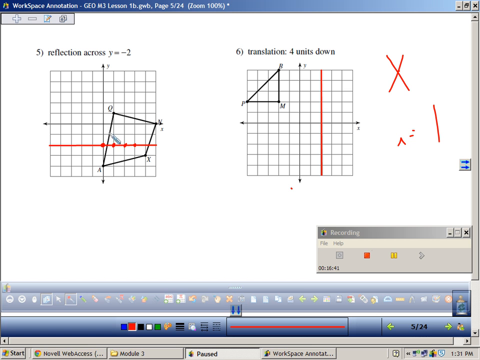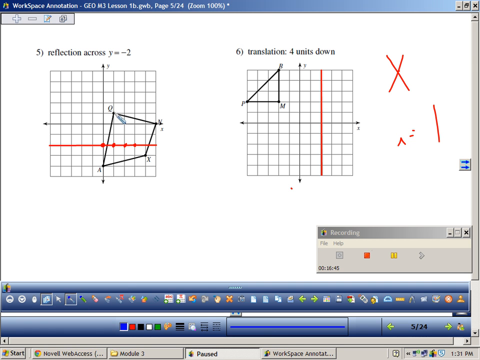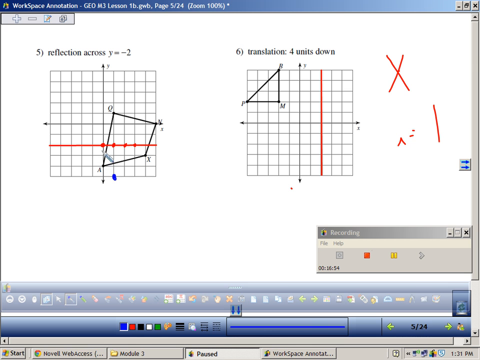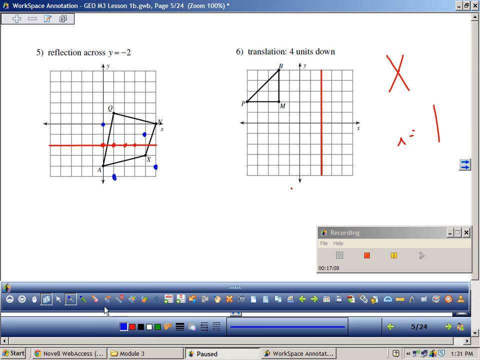Okay. So this will be a reflection over that line. So if Q is here, where's Q prime going to be? Across the line. If it's this way 3, it's going to be 3 more. If A is this way 2, it's going to be the opposite direction, 2. If X is 1 away, it's going to be in the opposite direction, 1. If N is 2 away from that line, it's going to be on the opposite side of that line.